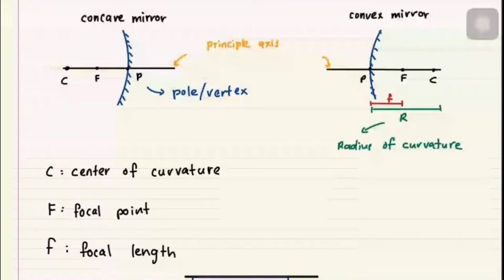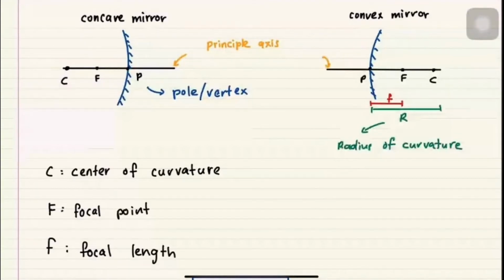And then at the center there, the intersection between the principal axis and the mirror is what we call the pole, P. That one you don't have to label, you just have to know. And sometimes it's normally called the vertex. And then we have C and F.